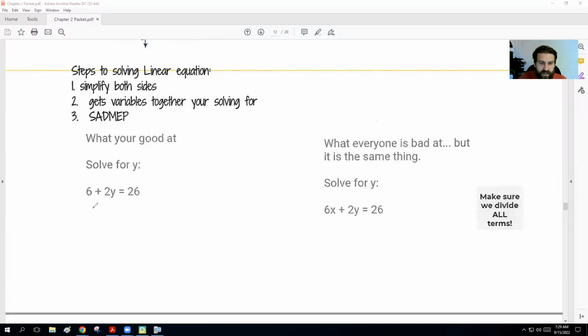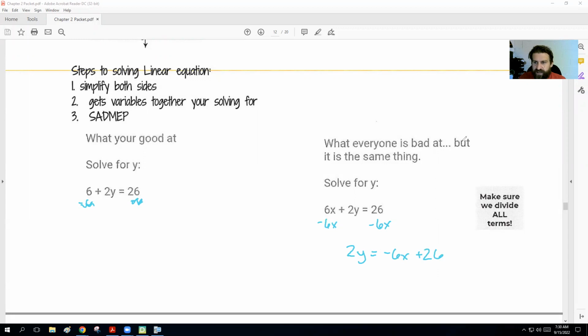You guys know how to solve this problem, right? 6 plus 2y equals 26. You would minus the 6 over, and then you would divide by 2. Well, when we put an x here, we're going to do the same thing. You'll just have to know that we can't subtract x from 26. So when we subtract the 6x over, we're going to say that this is 2y equals negative 6x plus 26.